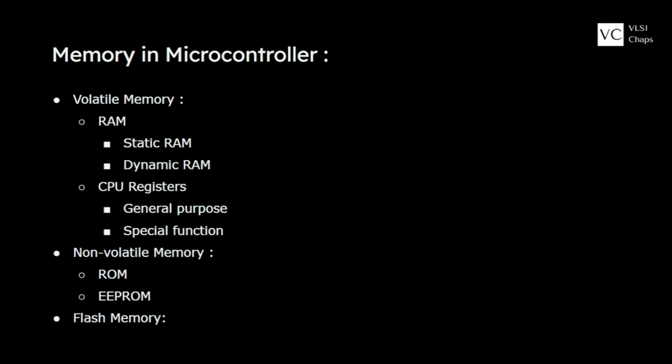If we talk about CPU registers, basically they are used to store the intermediate results which a processor has derived. We will have two kinds of registers, one is general purpose and the second is special function. General purpose registers will store the outputs of arithmetic and logic units, the intermediate results, while the special function registers will store the state of the program.